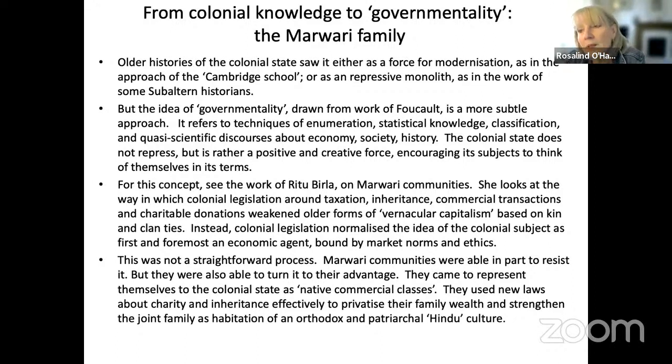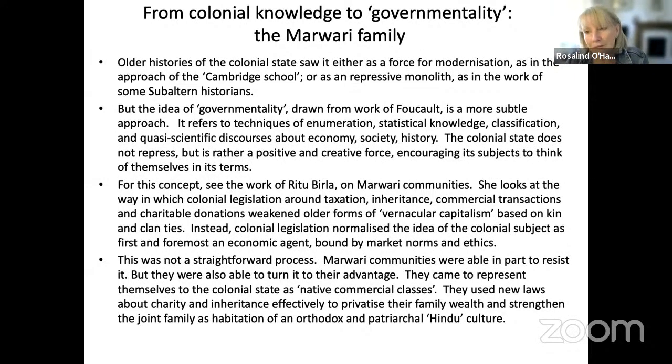But the idea of governmentality, which many of you will know is drawn from the work of Michel Foucault, is rather a more subtle approach. And what it does is it emphasizes that all of the techniques of government that the colonial state used, that's to say counting people, forms of statistical knowledge, quasi-scientific discourses about how economies should work, the market economy, how society should work, promoting merit, promoting useful knowledge, how history should work, that history is an empirical discipline that has to be taught in India because there's no record of such a discipline in India. All of these things are not simply repressive, although many of them are, but what they also do is shift the ground on which people thought about themselves. So these are things that are kind of creative forces. They encourage colonial subjects to think about themselves in new ways.